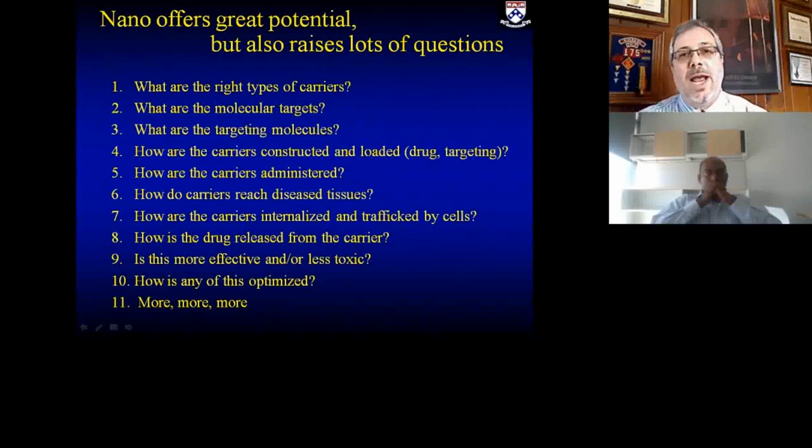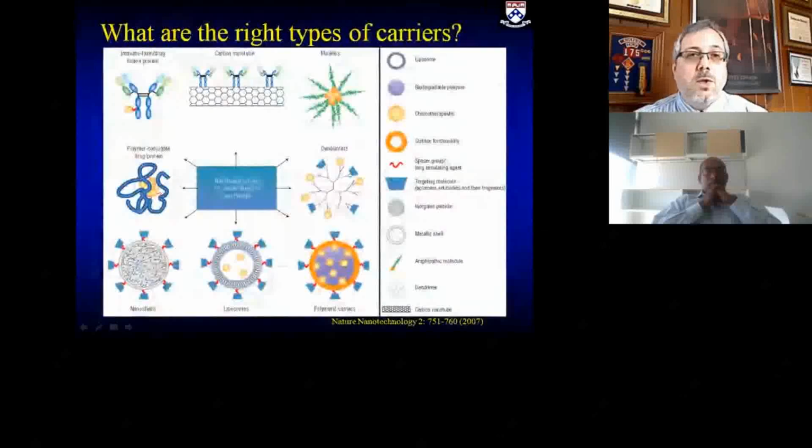So here are a list of questions that we could ask. What are the right types of carriers? What are the molecular targets? What are the molecules specifically that we can use as targeting molecules? How are drug carriers constructed and loaded? How are the carriers administered? How do they reach diseased tissues? How are they internalized, and how are they trafficked by cells? How is the drug released from the carrier? Is this a more effective or less toxic way of giving drug? How is any of this optimized so that we pick all of the right characteristics? And there are more questions beyond that.